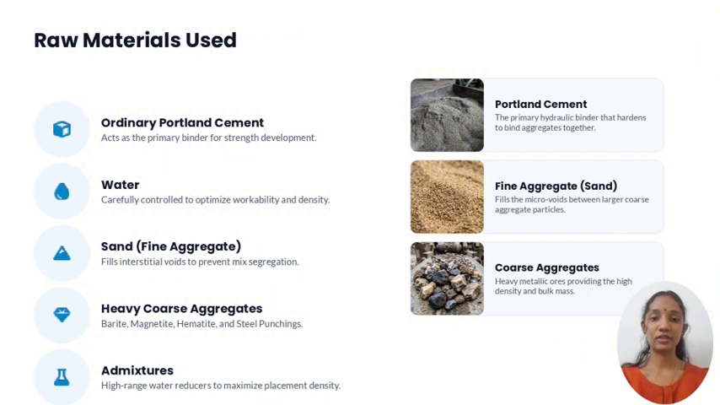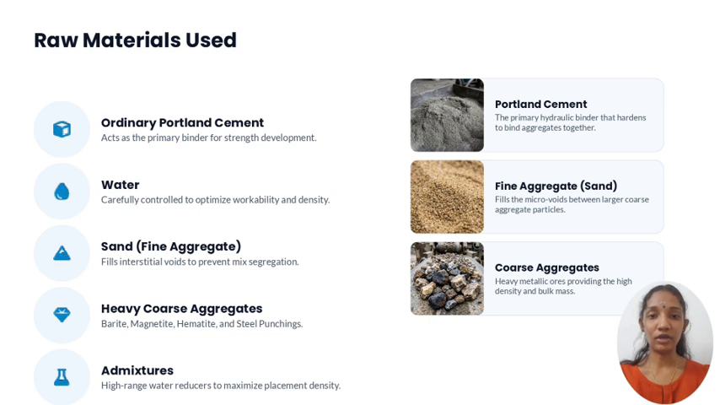Next are the raw materials used. Heavyweight concrete consists of several important materials. The first is ordinary Portland cement, which acts as the main binder. Second is water, which is carefully controlled to achieve good workability. Third is fine aggregate or sand, which fills the space between larger particles.